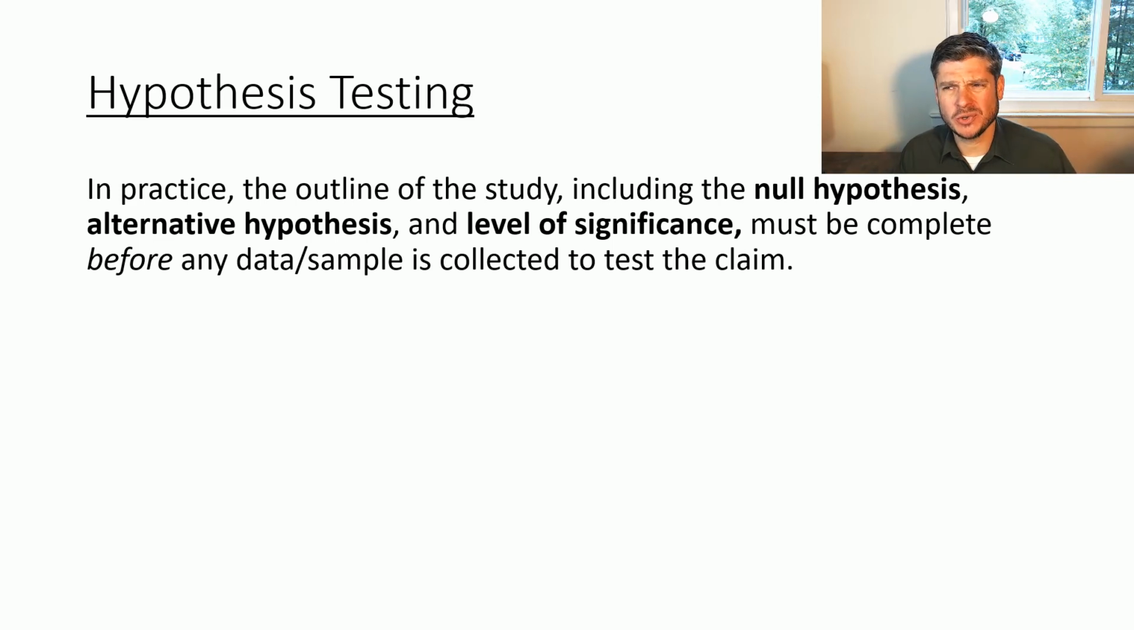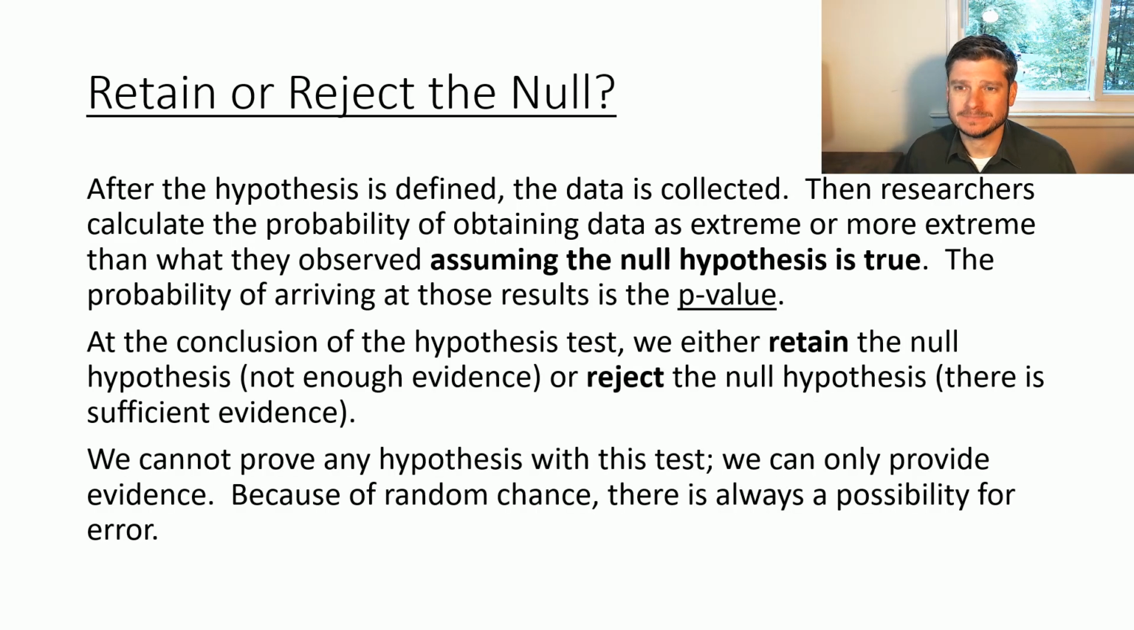You should also include your data collection methods and how you're going to do that, what your sample size is as well, but that's outside what we're going to do right now. Now, after the hypothesis is well defined, then we collect our data, and then researchers are going to calculate the probability of obtaining the data they've collected that is as extreme or more extreme than what they've actually observed, assuming, of course, that that null hypothesis is true. Now, that probability is our p-value.